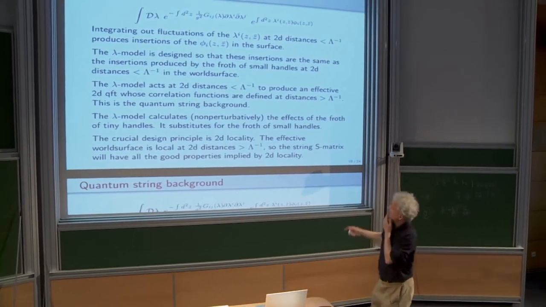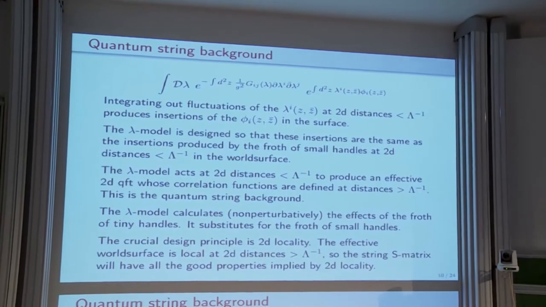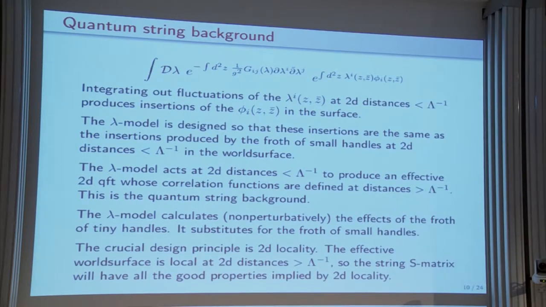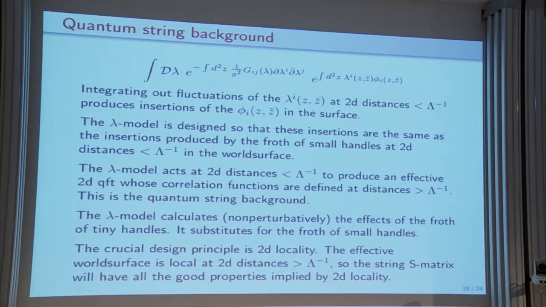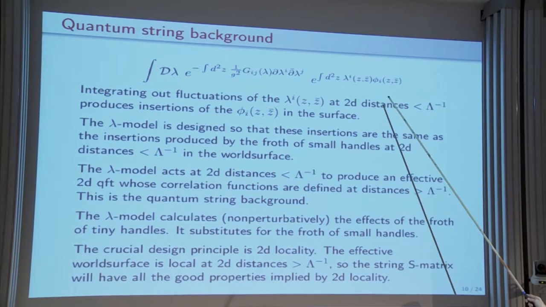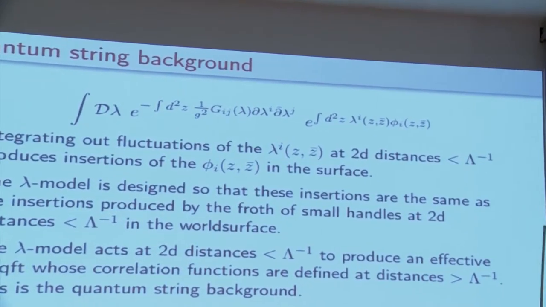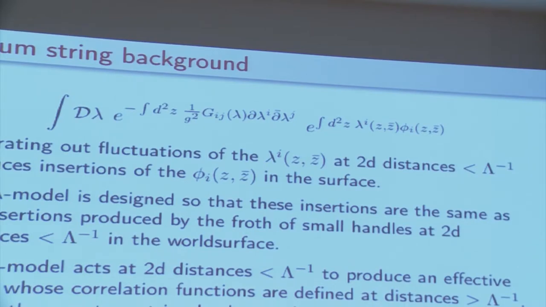Okay, so in this functional integral over the lambda I sources, I want to do the two-dimensional renormalization in the Wilsonian sense. I want to integrate out fluctuations of the lambda I at small two-dimensional distances, less than capital lambda inverse. So when we integrate out fluctuations, we're going to be producing insertions of the phi I in the surface smeared by some functions of z which are local, over distances less than this distance lambda inverse.